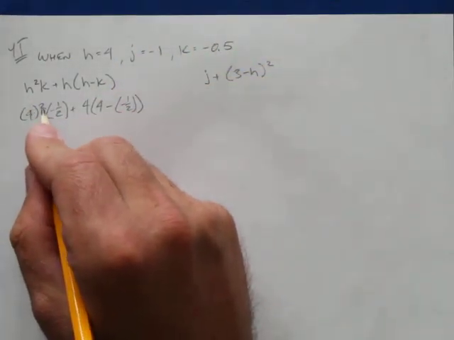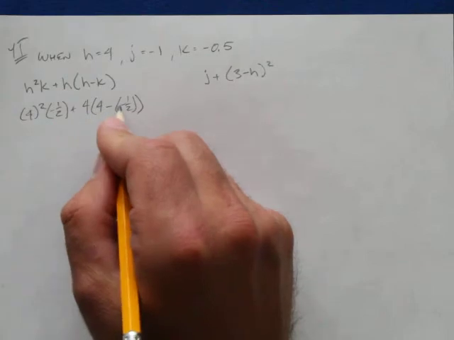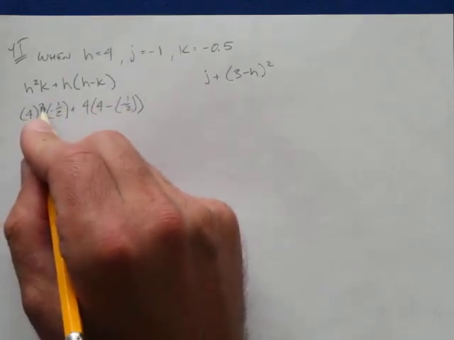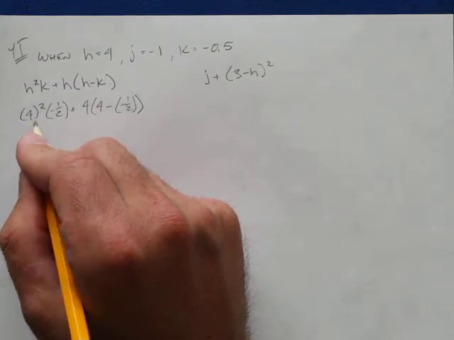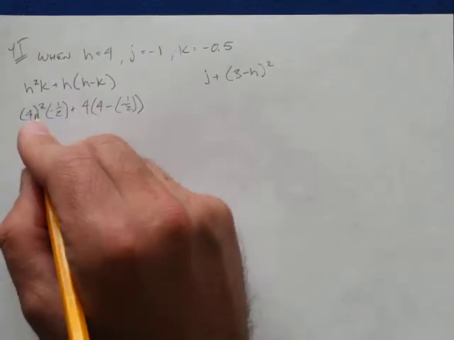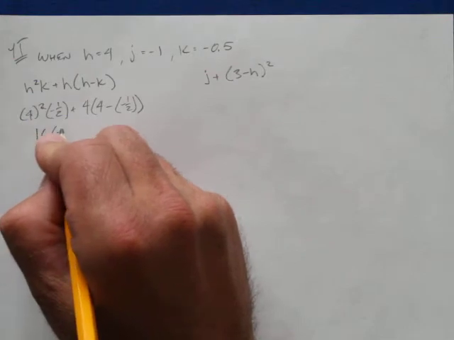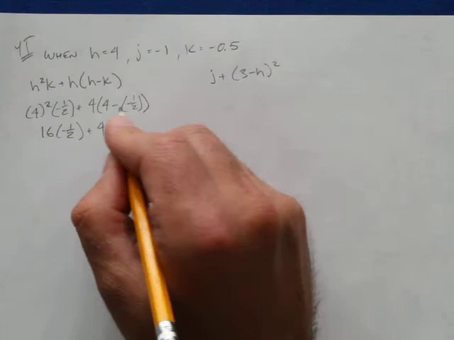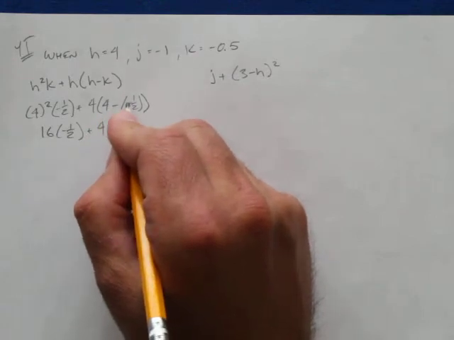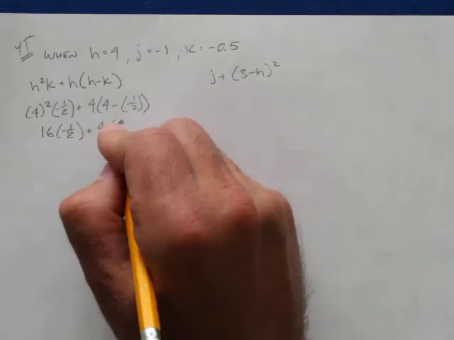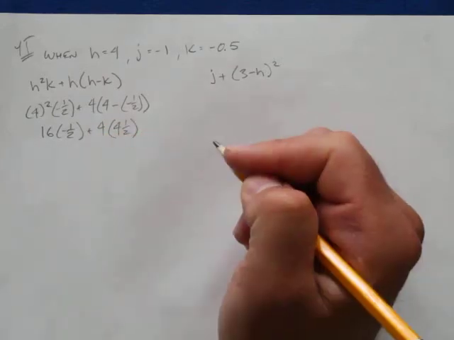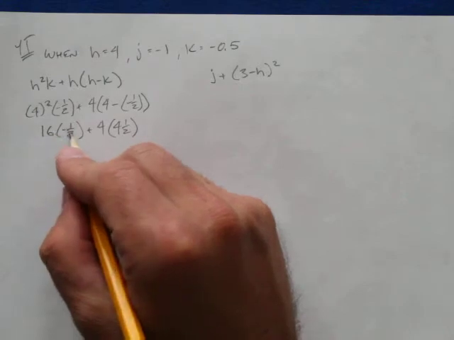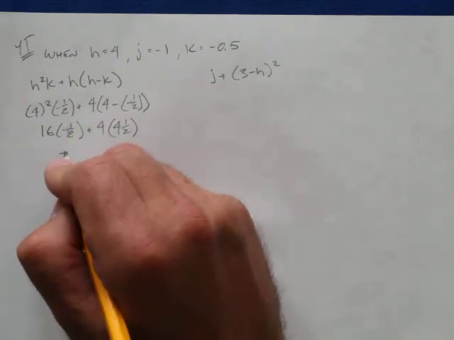4 squared, I've got this parentheses here to work on. I'm going to do that in just a second. I'm going to do this power here as well, this exponent. 4 squared is 16. 16 times negative 1/2 there, plus 4. 4 plus 1/2, minus a negative, is 4.5. Okay, gross. Let's keep going. Negative 1/2 of 16, that's going to get me negative 8.